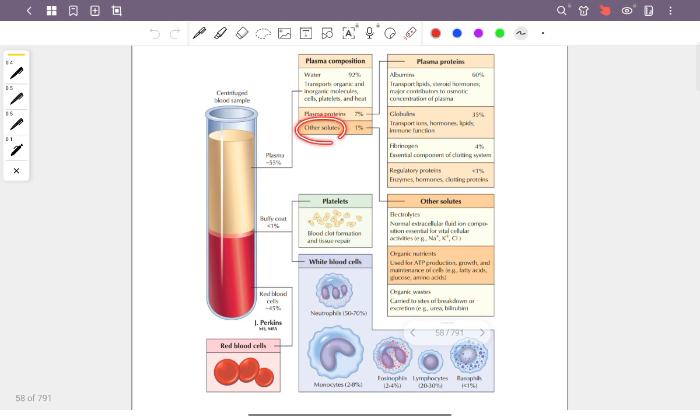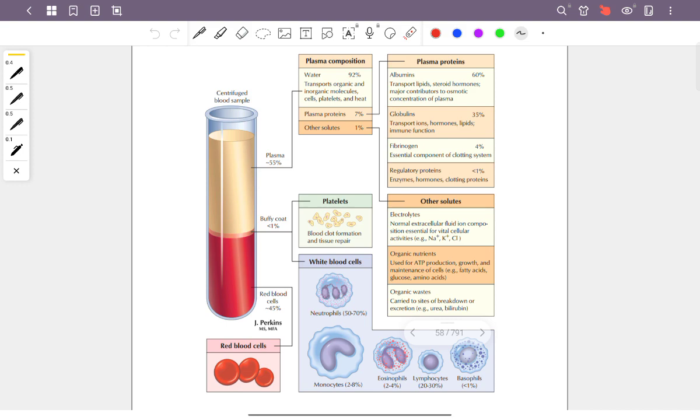What are the other solutes? Other solutes can be electrolytes, organic nutrients, or organic waste. As you all know, the blood has various functions: it carries oxygen, it carries CO2, it carries other nutrients, and it carries waste material also. So the other solutes present inside the plasma can include organic waste carried to sites for breakdown or excretion.